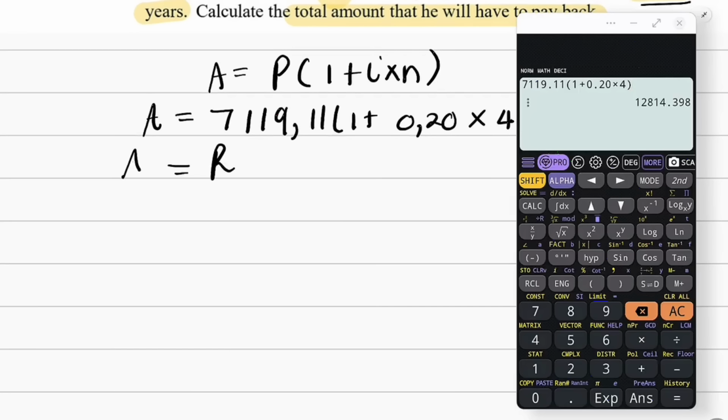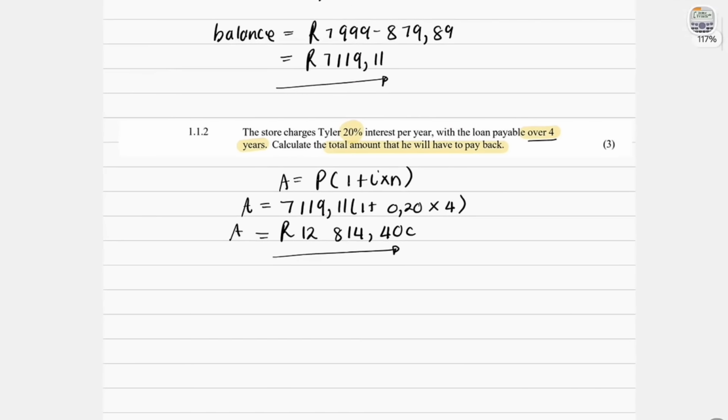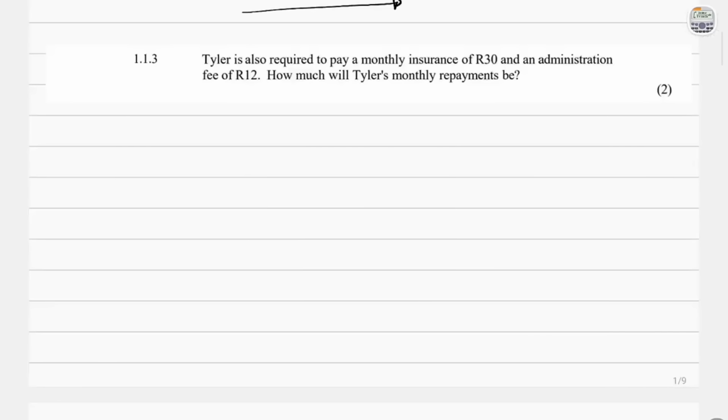And he's going to pay 12,814 Rand. And that 8 is going to round the 9 up, and that 9 is going to round up, and it's going to add a 1 to the 3. And so that is 40 cents. And so there we go. Okay, that is our answer. Moving on to the next question.